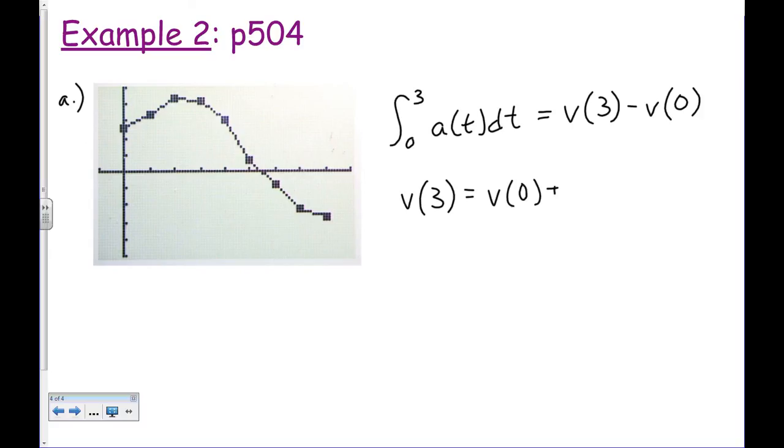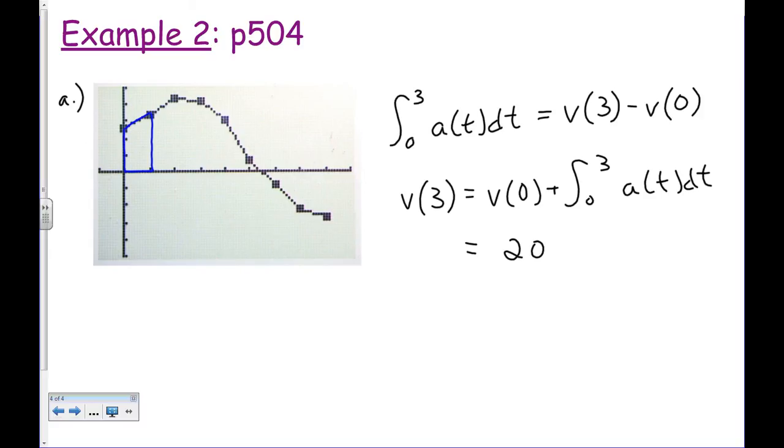So I have v of 0 plus the integral from 0 to 3 of acceleration. In fact, they told you that your velocity at time 0 was 20, so we know that. And integrating my acceleration function from 0 to 3 is basically the same as coming over here to this graph and finding the area of this region. Now that's, of course, approximating it using a trapezoid, but we can come up with a pretty good approximation for what the integral from 0 to 3 is equal to.